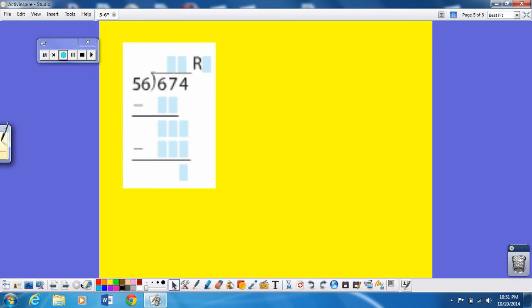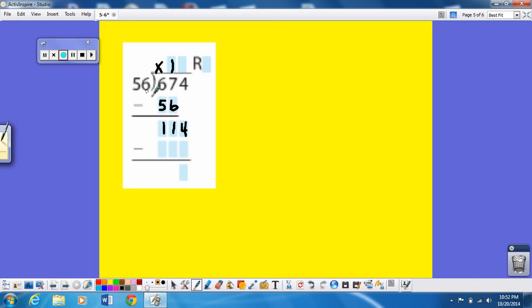Alright, one more problem. This one's kind of set up for you in a way, just to show you where your numbers are going to go in this problem. 56 does not go into 6, so I'm still going to block that spot off. 56 into 67 I know can only go one time, because if I do two 56s, or 56 times 2, that's going to be over 100, because two 50s would be over 100. So 1 times 56 is 56. Let's subtract. 7 minus 6 is 1. 6 minus 5 is 1. And let's bring down our 4.